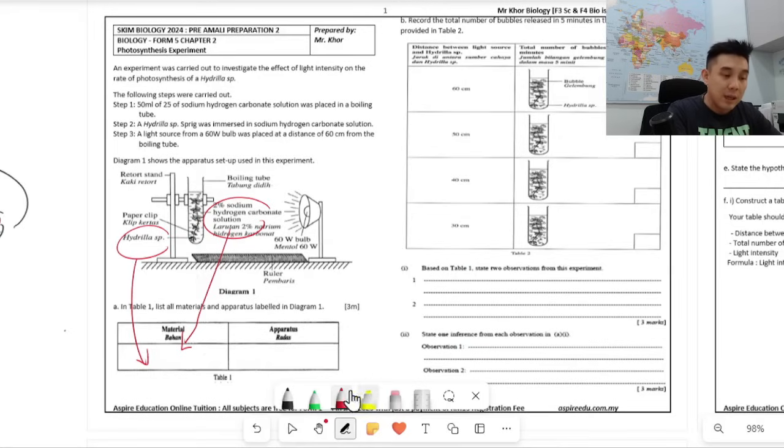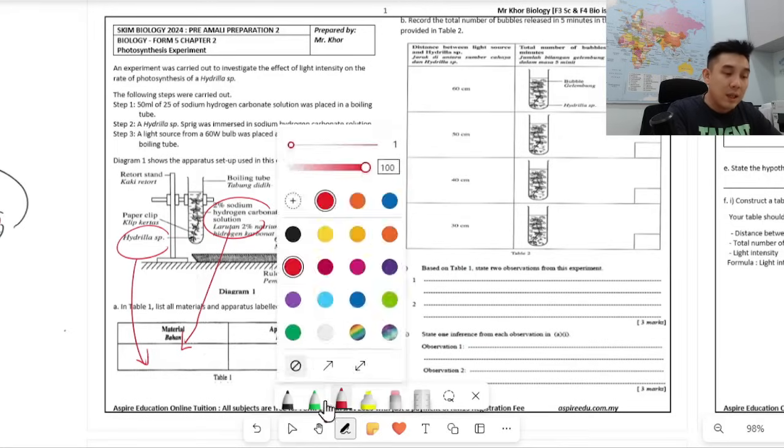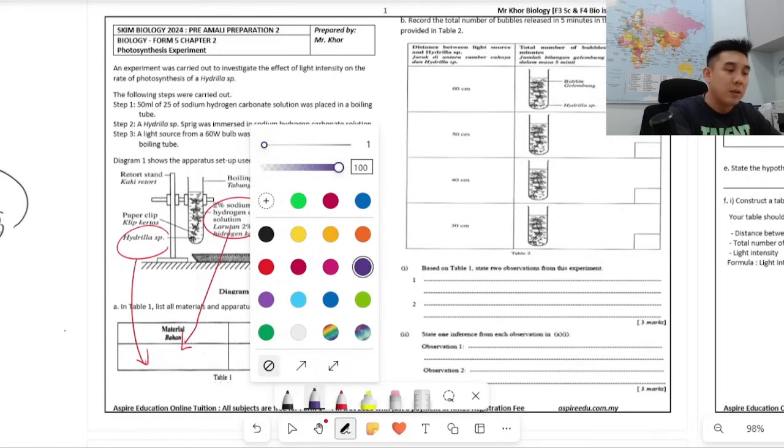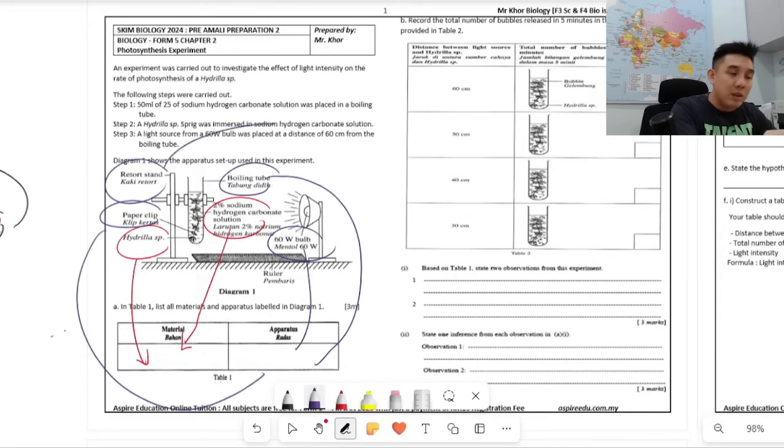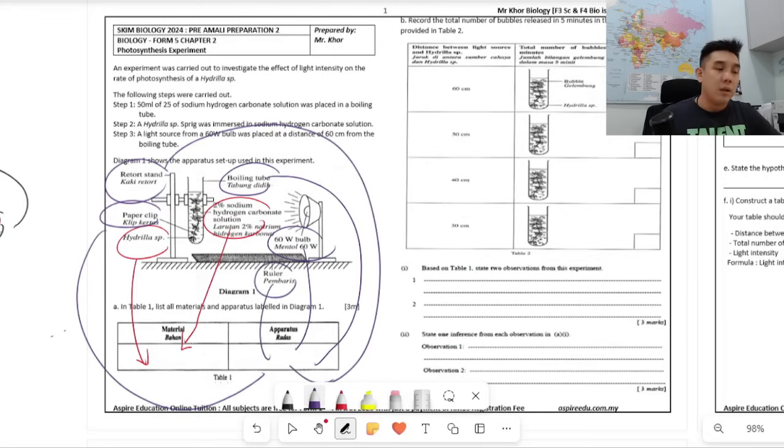Okay, let's use another color. Let's say I use purple. So the rest are all apparatus: the 60-watt bulb, the boiling tube, the paper clip, the retort stand. Guys, retort stand, not retard stand. Be very careful, please. Retort stand, and what else? The ruler, pembaris. Okay, but normally they don't ask apparatus and material that much anymore. Guys, I'll show you a sample later.